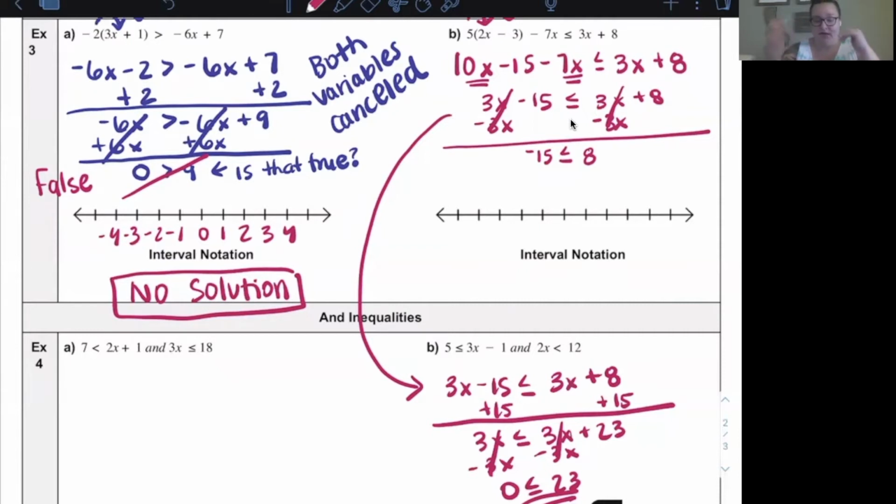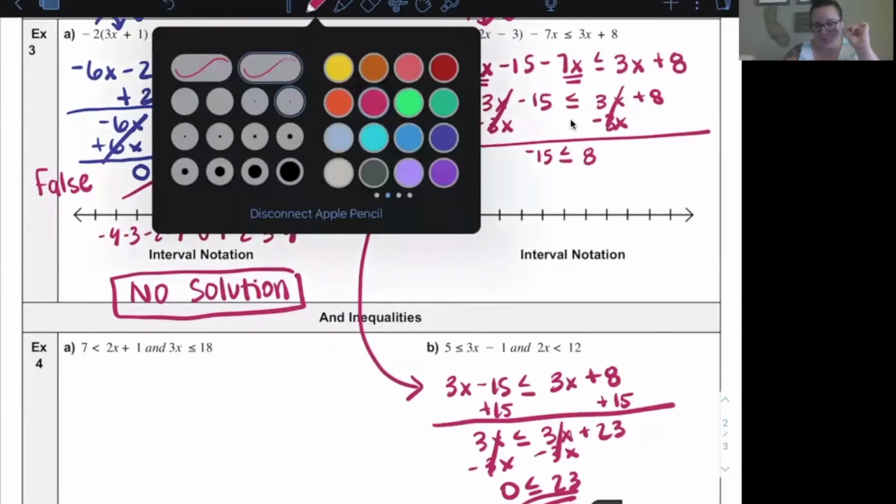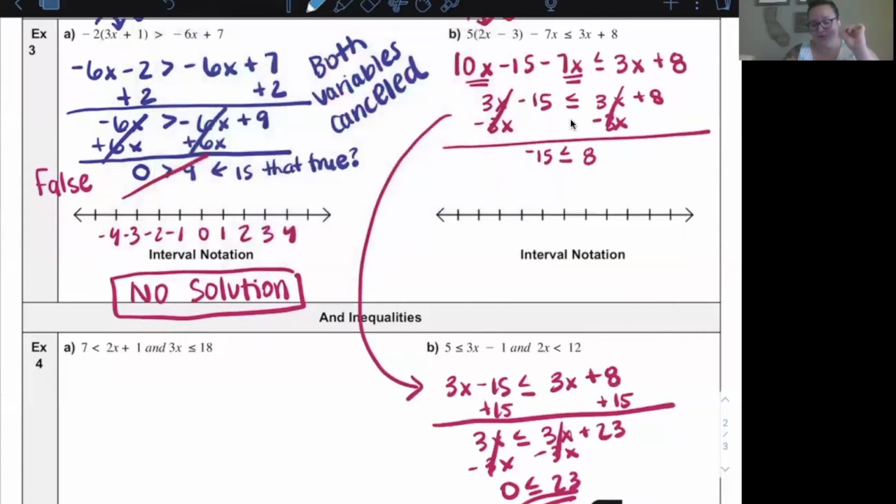Well, because all the variables canceled out, what we need to ask ourselves is, do we have a true statement? Is negative 15 less than or equal to 8? And if you did your steps this way, you're still asking yourself, is 0 less than or equal to 23? Well, in both cases, negative 15 is less than or equal to 8, and 0 is less than or equal to 23. So we do have a true statement.